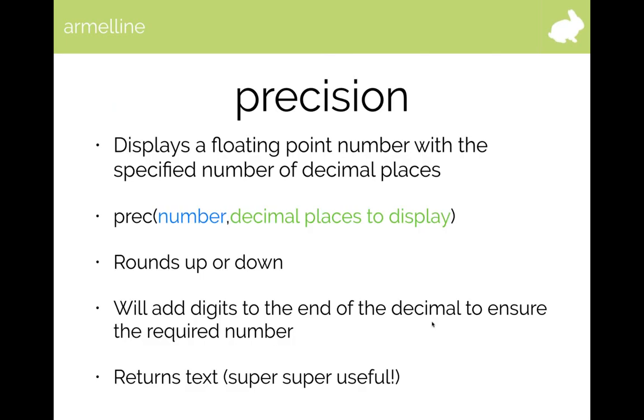Now, precision is where it starts to get a little bit more interesting, because as I was putting this together, I was learning things about precision that I didn't know before, and I suspect that this is one that is very much underused. It displays a floating point number, so a decimal number, well, can be a decimal number, can be an integer, but will display a decimal number with the specified number of decimal places. So you're going to say number, then the number of decimal places to display. It can round up or down. I was under the impression that it just truncated the number, but it will round it up or down, and it will add digits to the end of the decimal to ensure the required number.